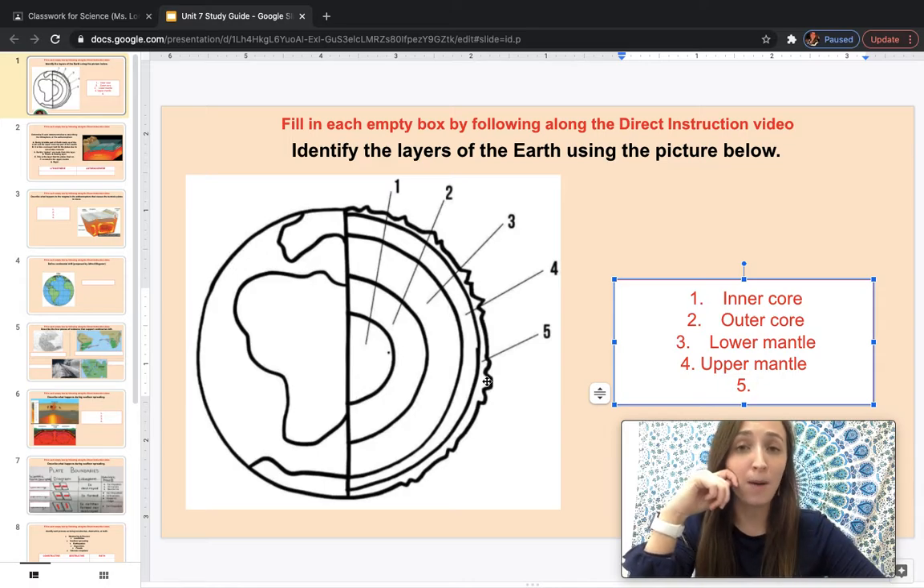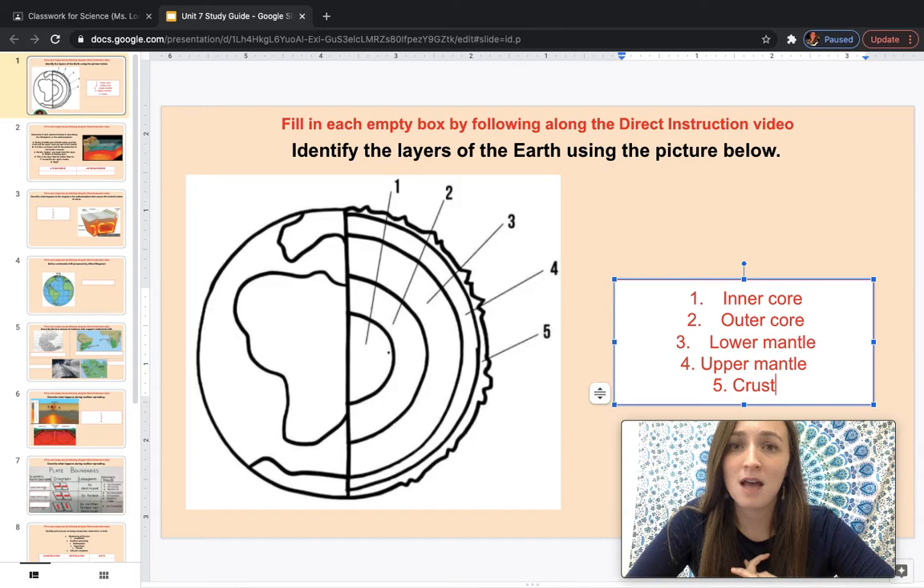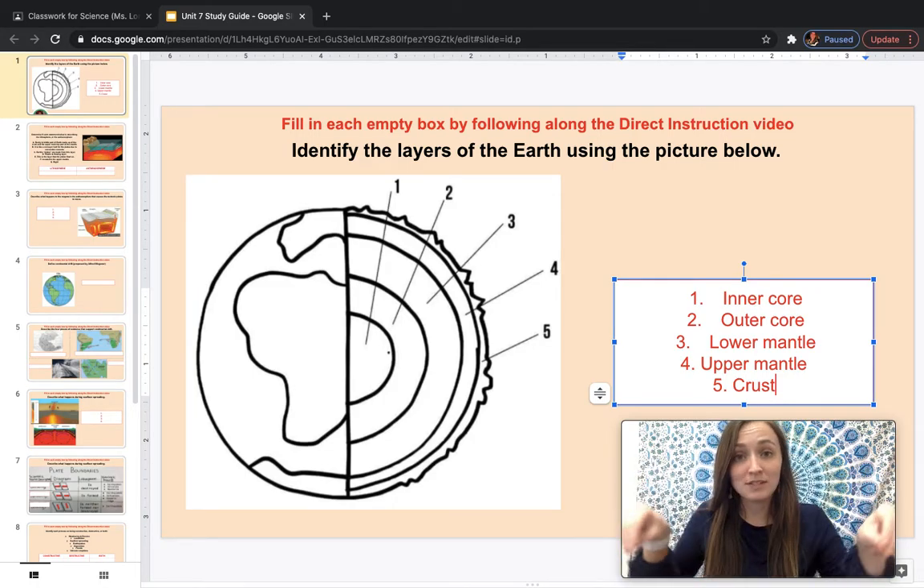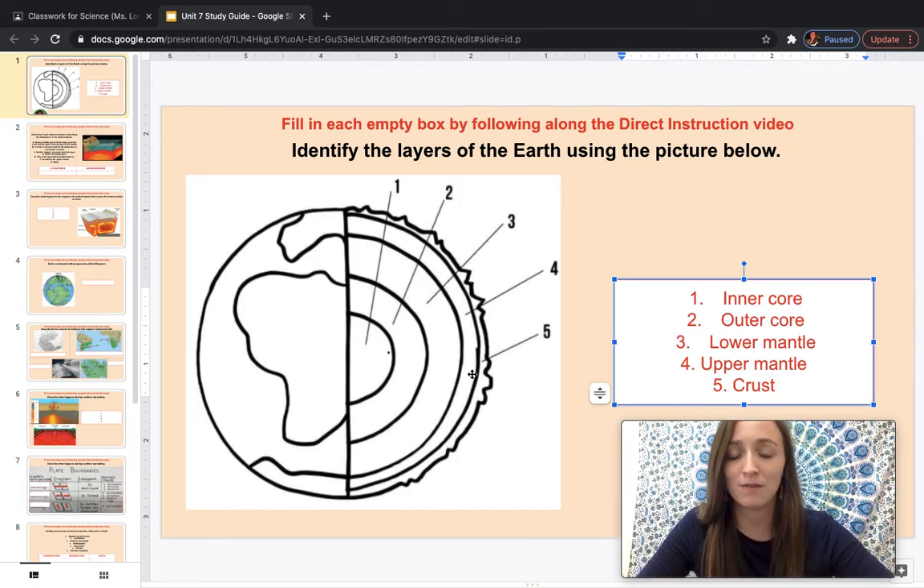Okay, and number 5 is that outermost layer of the earth, that top layer. This is the part we're up and walking around on. That is the crust. You can think of a piece of pizza. The outside of that circle is the crust. It's the outermost layer, if you will, of a pizza. So same thing for the earth. The crust is on the outside.